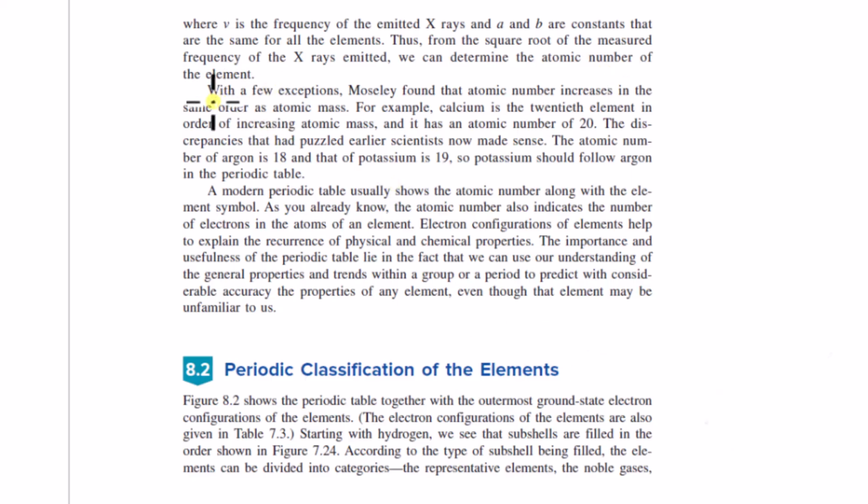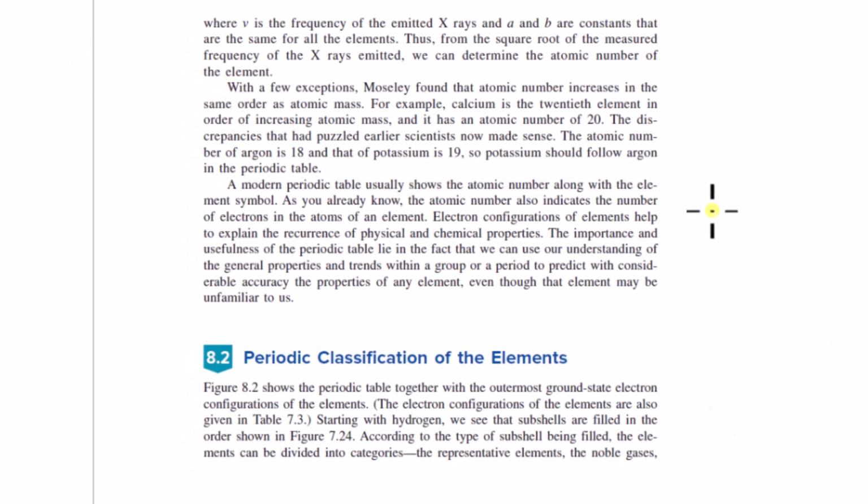Okay, now it says, with a few exceptions, Moseley found that atomic number increases in the same order as atomic mass, which makes sense, right? We would expect that as atomic number increases, the atomic mass just follows in parallel. But the fact that there are a few exceptions, that's not that unbelievable as well, because the neutrons could slightly vary. Okay, but what they showed was that this accounted for the discrepancies. Even though potassium weighs less than argon, potassium does have a higher atomic number than argon. And so using the atomic number to organize the elements solved the issues across the board.